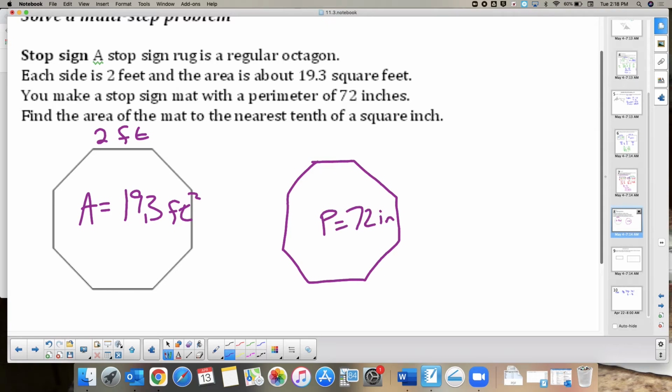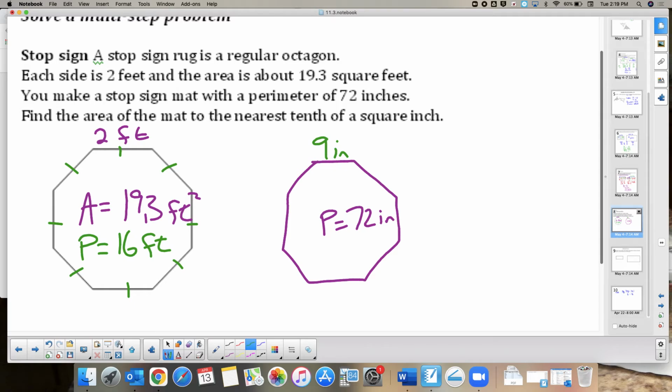Now, in an octagon, there are 8 sides. So that tells me that each of these is going to be 9 inches long. Right? Now, the other thing we know is since each of the sides of our stop sign are equal, the perimeter here, 2 feet, is going to be 16 feet then. 8 times 2 gives us our 16 feet.